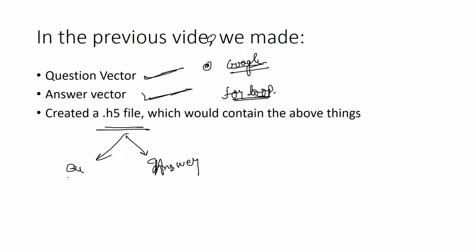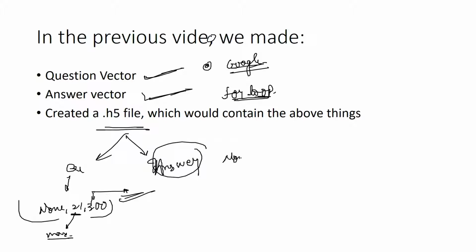The dimension of this would be none comma 21 comma 300, as we have decided that 21 should be the maximum length of the question and 300 is the dimension of each of the words, right? And the answer would be of type none comma 1. Okay, so this is the thing we have done in the last video.